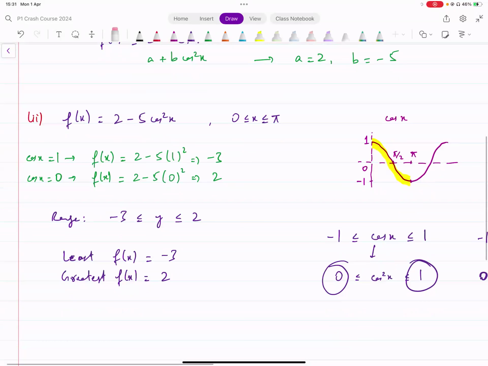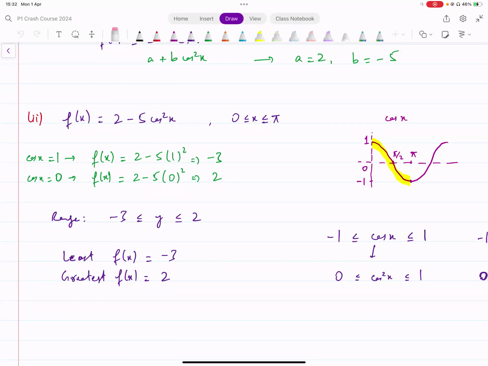Is this point clear to everyone? The lower limit of the range, and whatever is giving you the larger value, that value is going to be the upper limit of the range. And that's how you can find the range of functions like these, 2 minus 5 cos square x. Okay, so I can hear myself back. Okay. Does this make sense to everyone? No problems? Yes, sir. Okay.